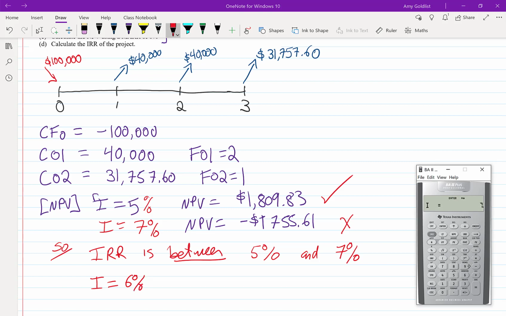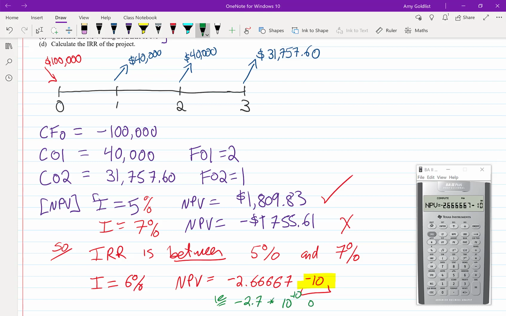I'm going to scroll up again and press 6, and then go compute. And now I get a strange answer. What does this mean? Well, that means it's the same as times 10 to the power of negative 10. It's very, very small. So really, this is an answer of 0.